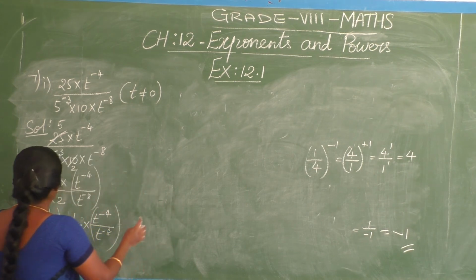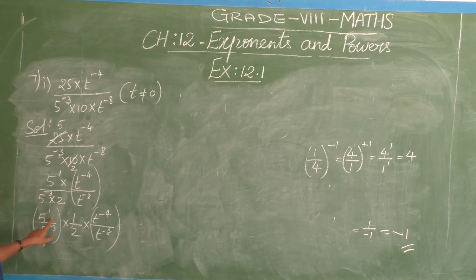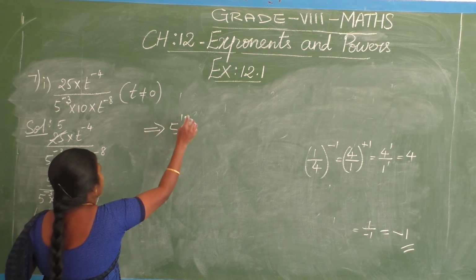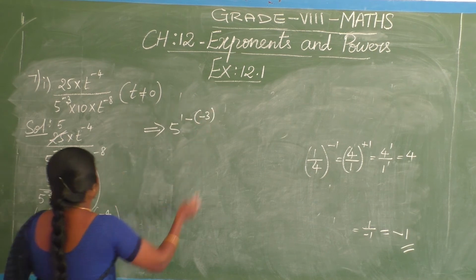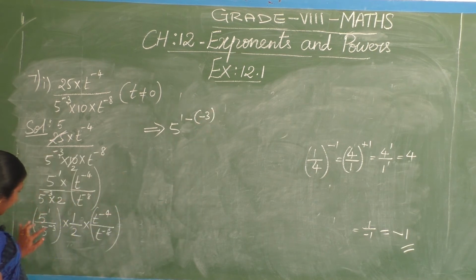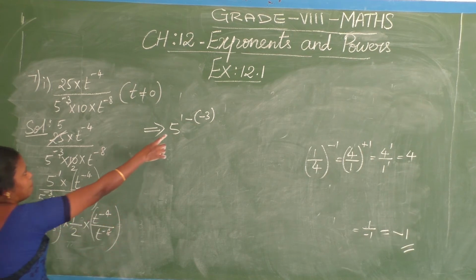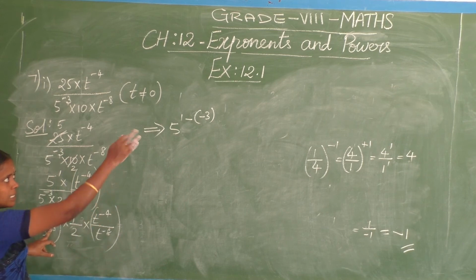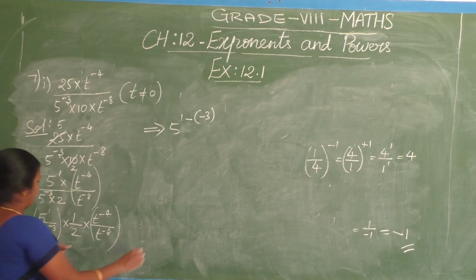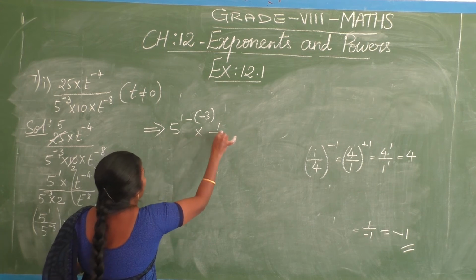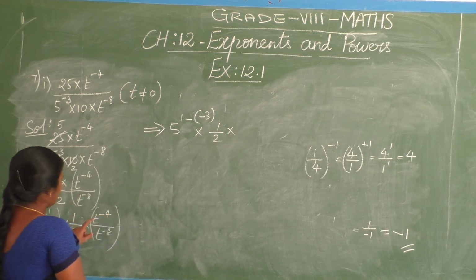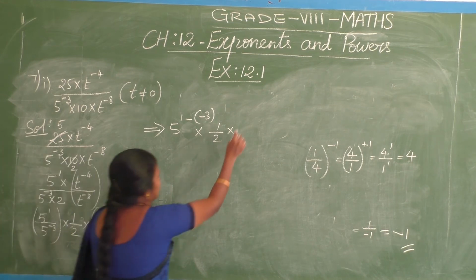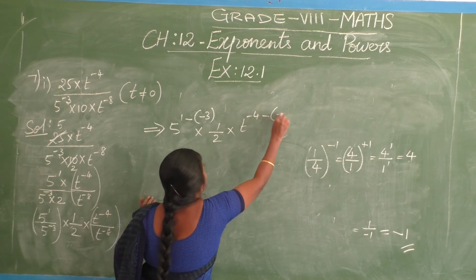Now here in division, the bases are the same, so the powers can be subtracted. Using that law, I can write here 5 power 1 minus of minus 3. A power m divided by a power n is equal to a power m minus n. Here n value is minus 3 as it is, m value is plus 1, into 1 by 2 into here. This here also is division only, the bases are the same, so powers can be subtracted: T power minus 4 minus of minus 8.